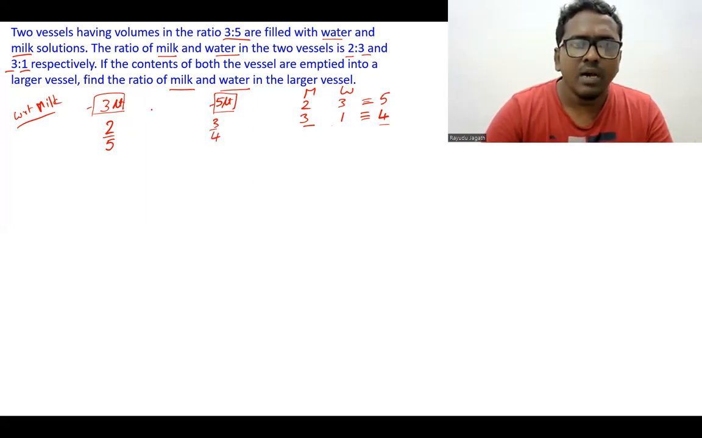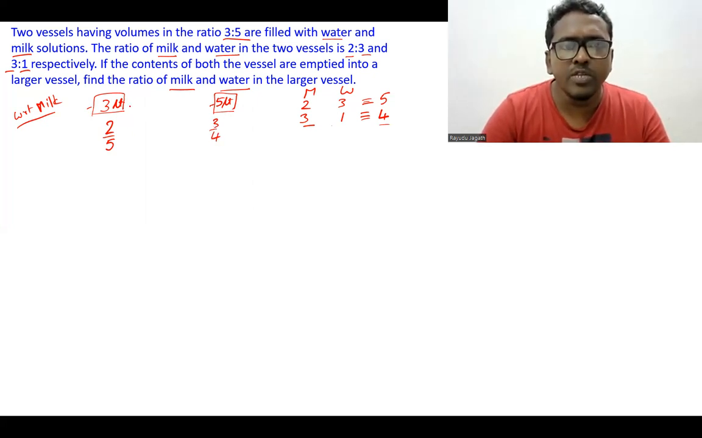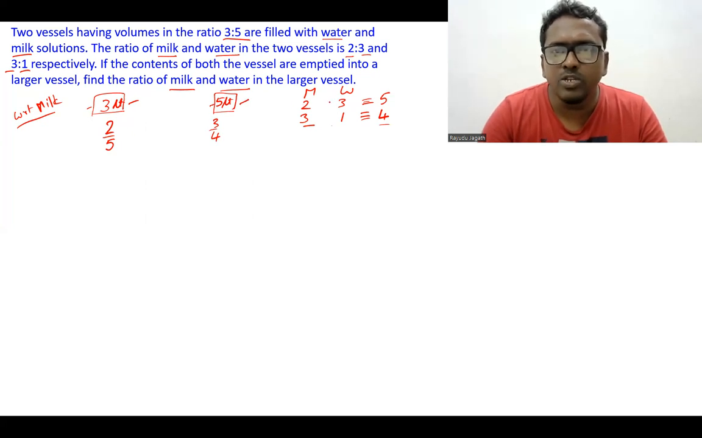I repeat. The volume of milk in the first container is 3 liters. Volume of milk content in second is 5 liters. And here, what is milk to water ratio in first one? 2:3. So out of 5 parts, 2 parts should be milk. So 2/5 I have written, corresponding to 2/5 fraction, 40%. Next, with respect to second one, 3 parts should be milk out of 4 parts. So 3/4 is the fraction corresponding to milk content in second volume.